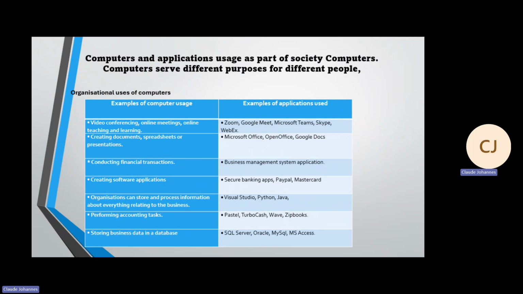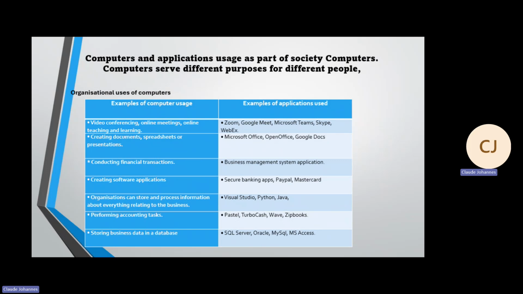Conducting financial transactions. Here we look at business management systems, applications, and also an example of creating software applications. You have secure banking apps, PayPal, and Mastercard. So all banks are in partnership with Mastercard. You don't necessarily have the bank that makes the card that you're currently using. You get Visa, which is the competitor of Mastercard, and so forth.